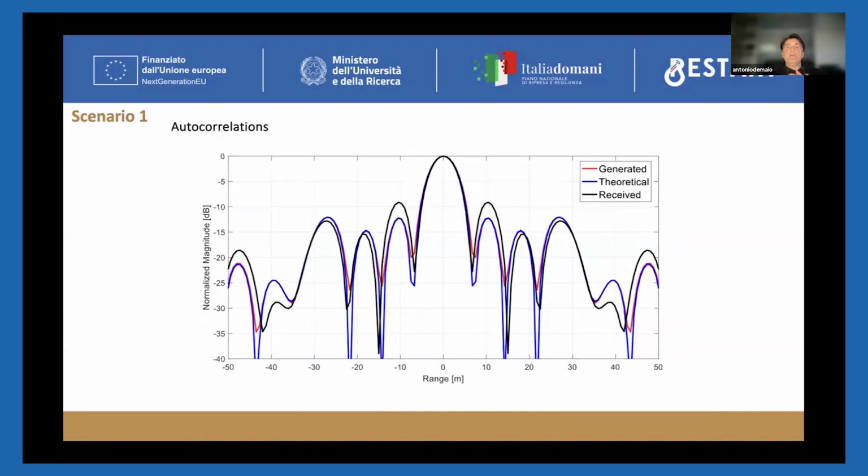And here we can see also the autocorrelation properties of the waveform and the fact that the signal experiences the non-idealities of the transmit and receive chain leads to a deterioration of the autocorrelation behavior. This can be seen from the higher side lobe level of the autocorrelation function.